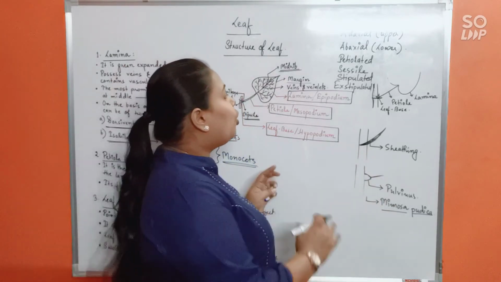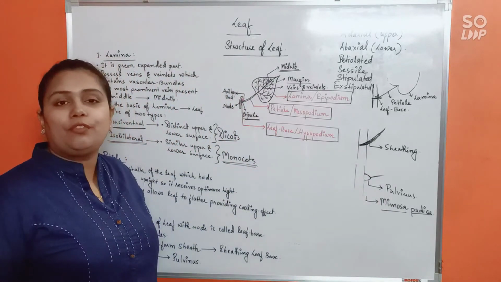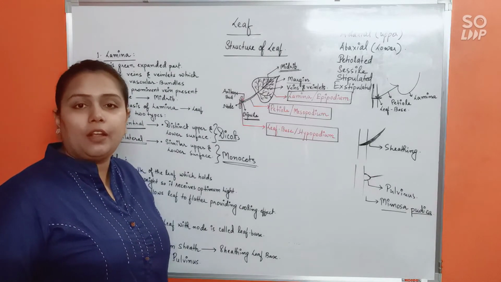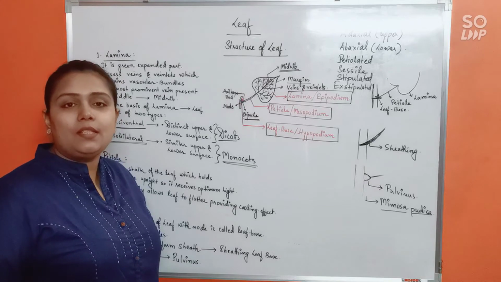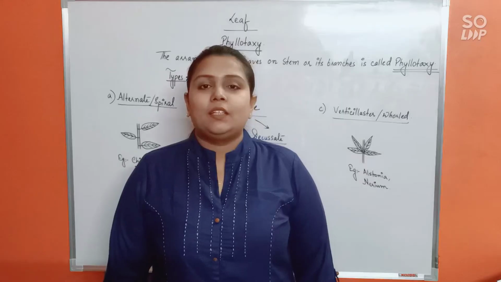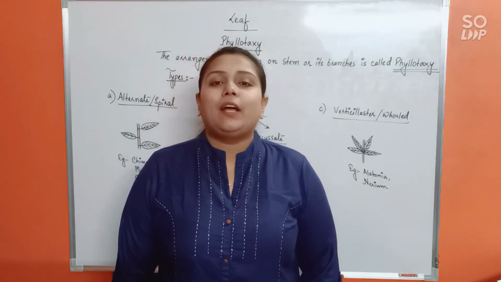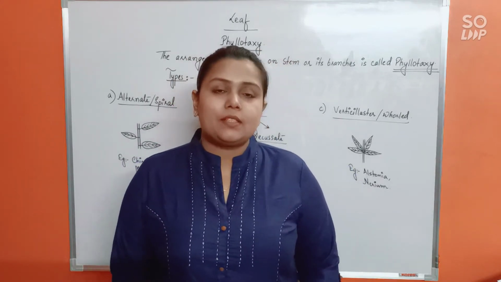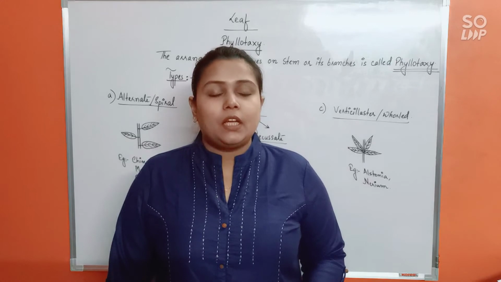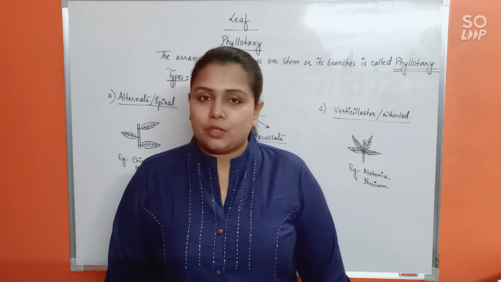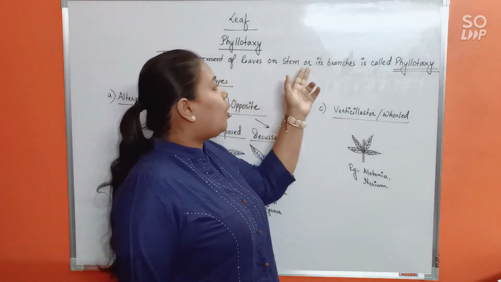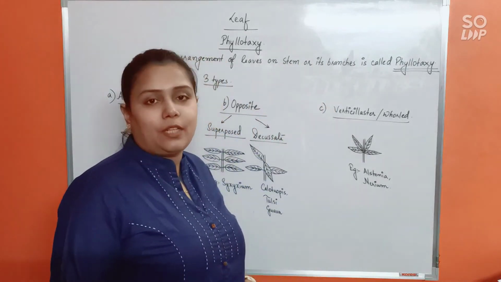Alright, so this is all about the structure of leaf. Everything has been discussed and I hope all of you are clear about it. So next we'll discuss phyllotaxy. Now let us discuss phyllotaxy. So first of all, phyllotaxy means the arrangement of leaves in the stem or its branches. Alright, see, the arrangement of leaves on the stem or its branches is called phyllotaxy.